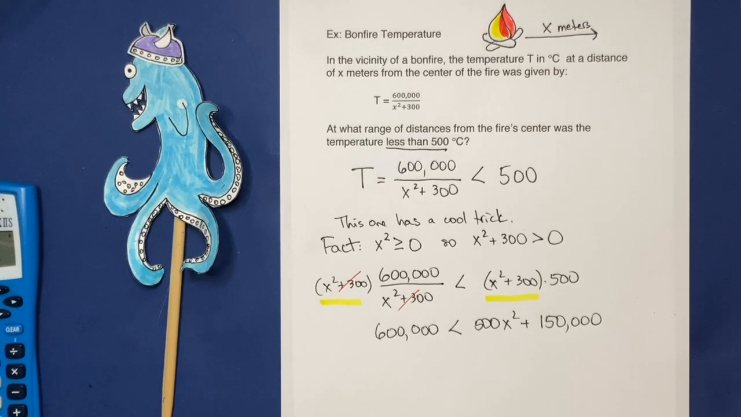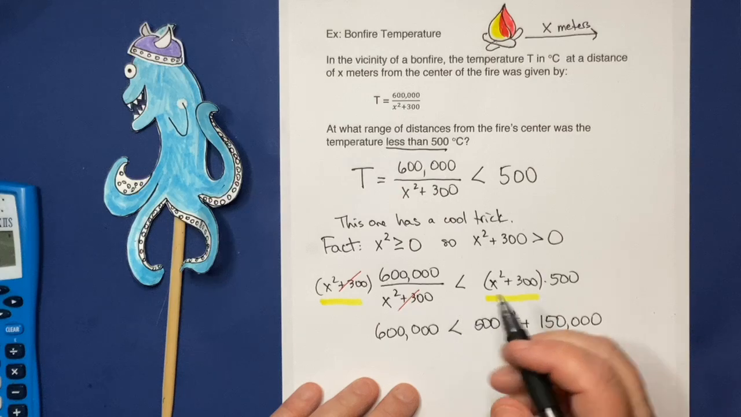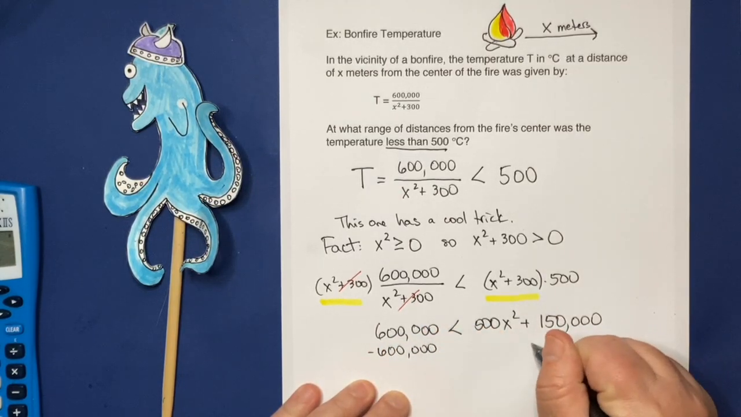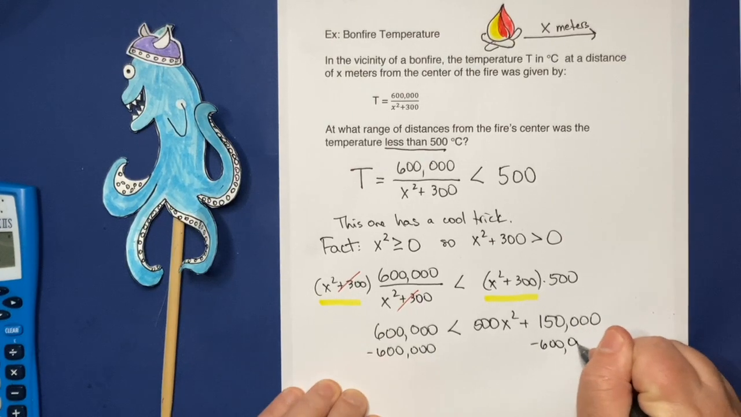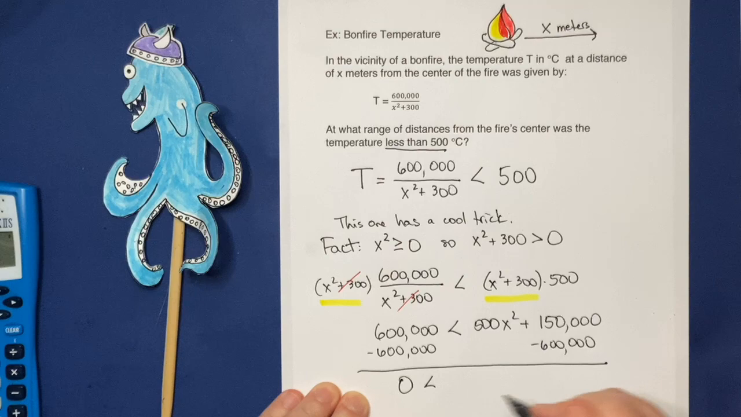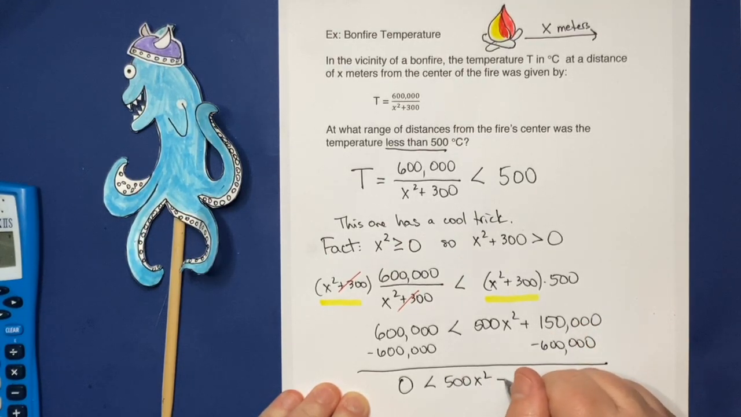And to be fair, everything that we did in the previous problem, we could still do for this problem if you wanted to. But what I'm going to do instead is I'm going to say, okay, let me subtract the 600,000 from both sides. And then I'm going to make that 0 over there. And I've got 500x squared. And this is going to be minus 450,000.